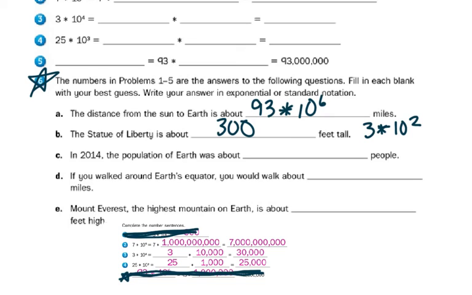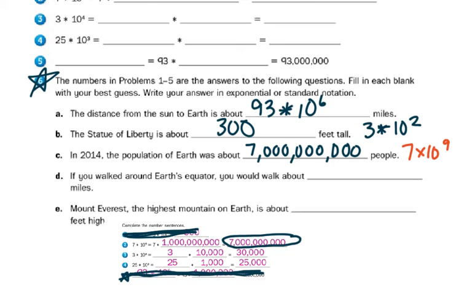Okay, in 2014, the population of Earth was about how many people? What's your best guess? There we go. It was about 7 billion people. It's a lot of zeros to write, so I can also write 7 times 10 to the 9th power. Means the same thing. All right, we're down to 2.